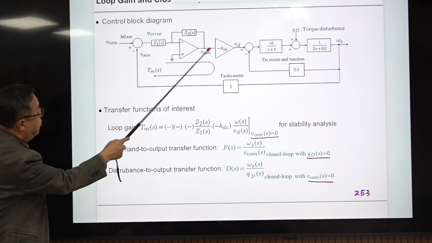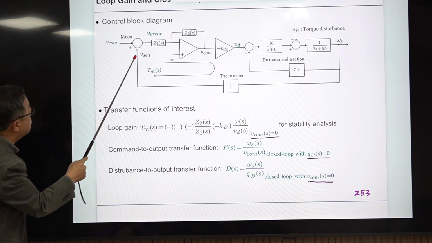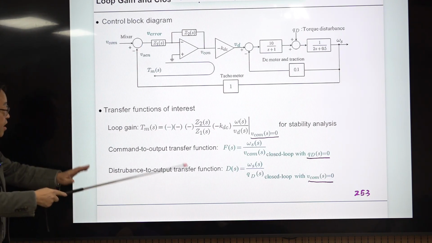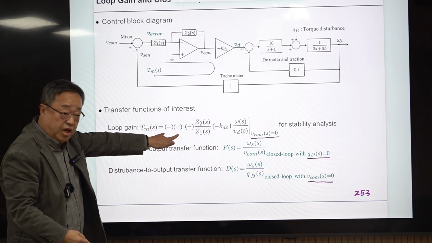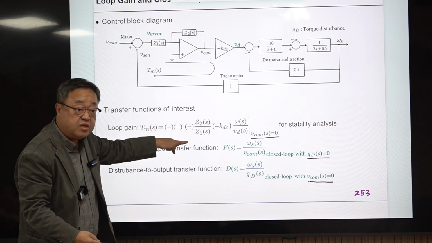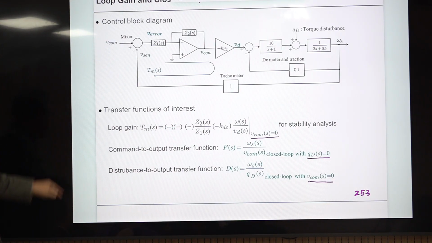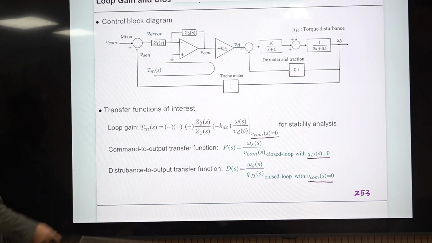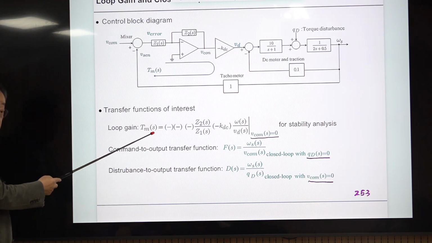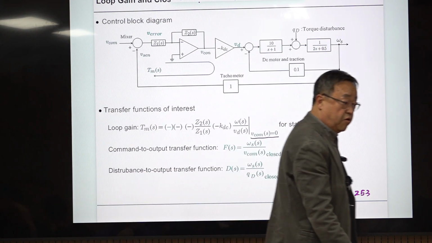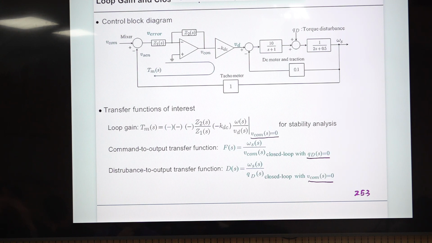Okay, so you have one negative sign here, another negative sign here, and another negative sign here. Then the three negative signs make the system negative, so you put an additional minus sign because this whole thing should be positive. So this is called the loop gain, and this is used for the stability analysis, and also the closed loop performance of something else.